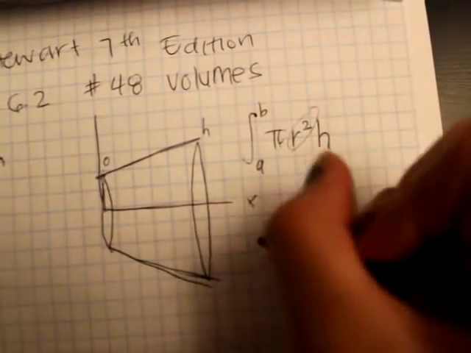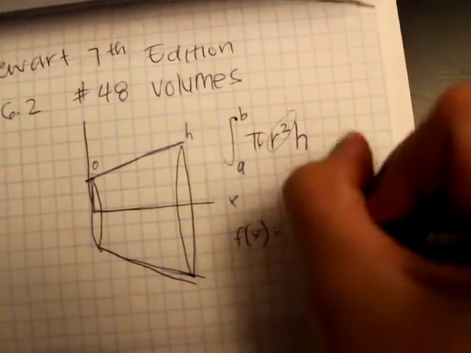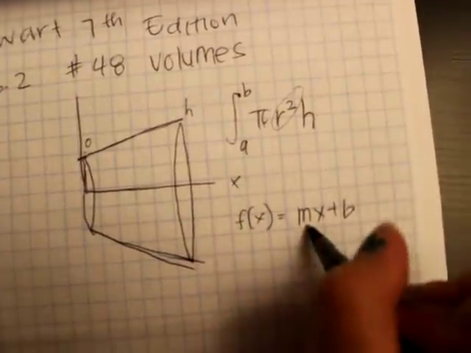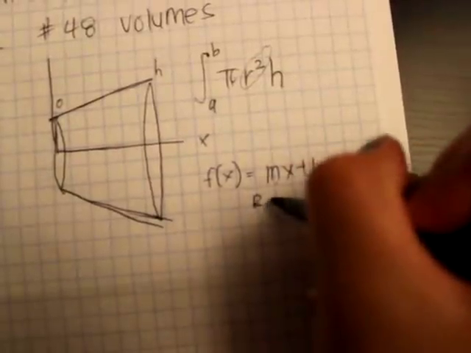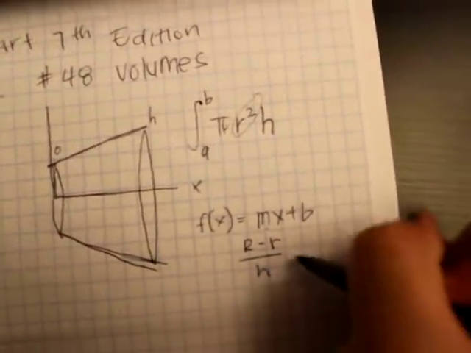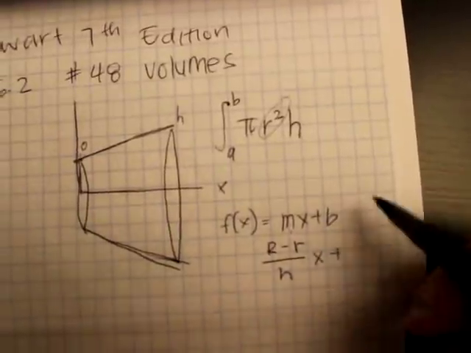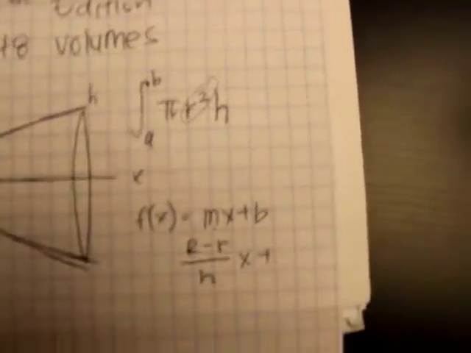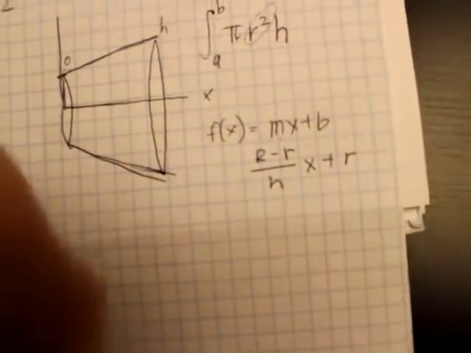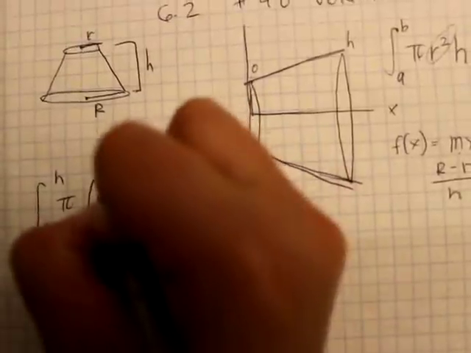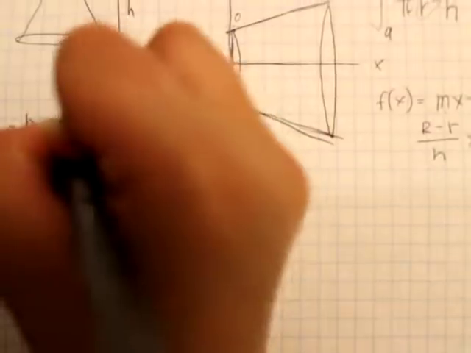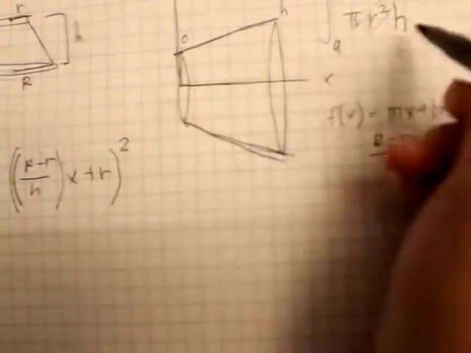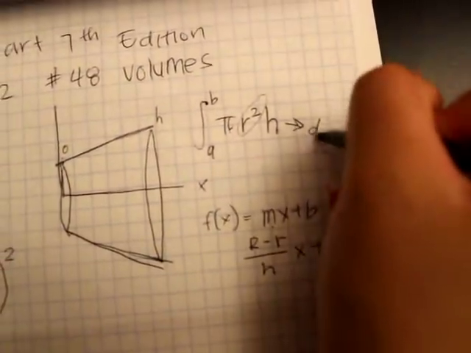Now the function of this line is given by the line equation mx plus b. To find m, we have to find the rise over the run. So we have R minus r over h, x plus b. B in this case would be the little r because that's the y-intercept. So we plug that in: big R minus little r over h times x plus r, this entire thing squared, times dx.